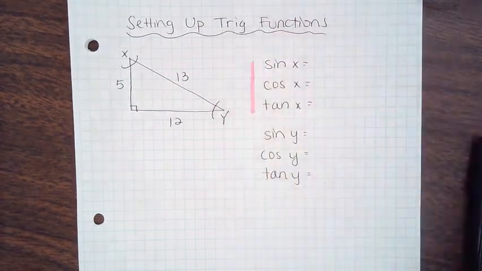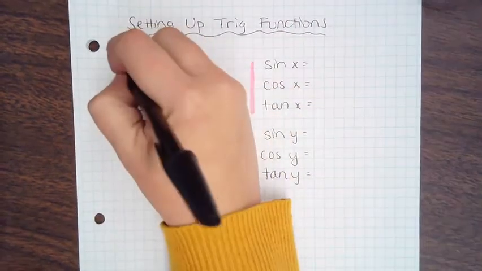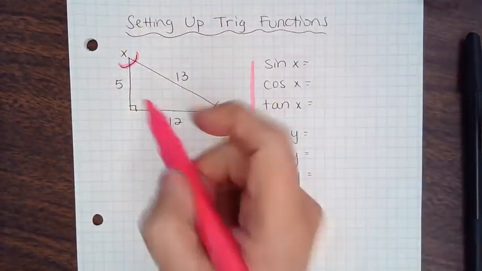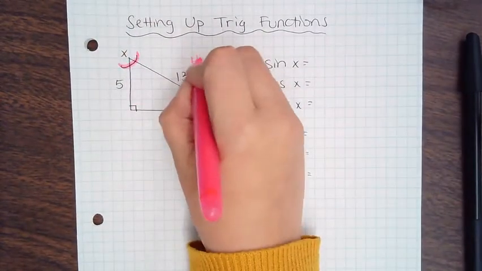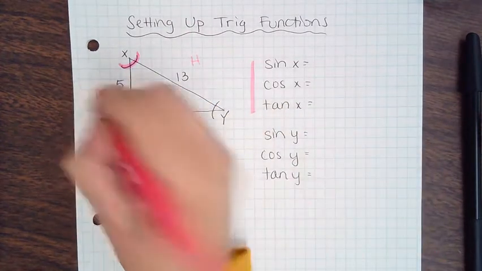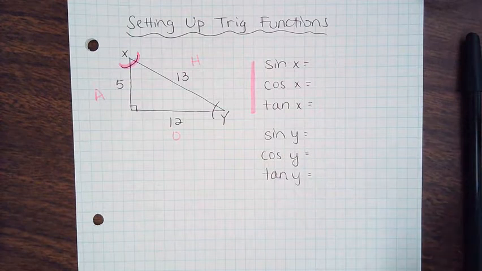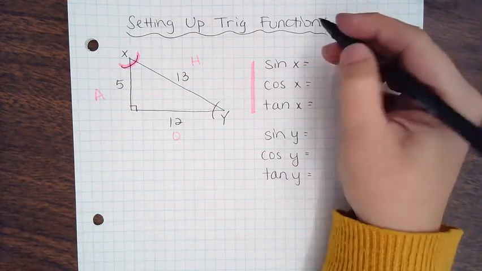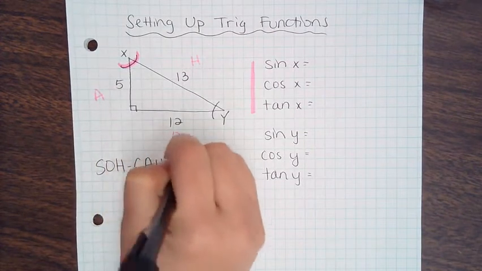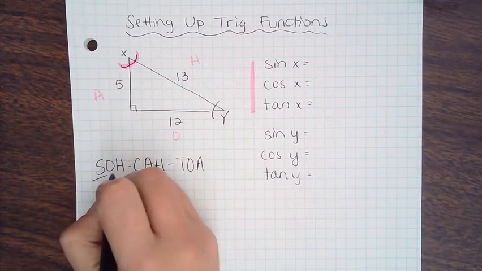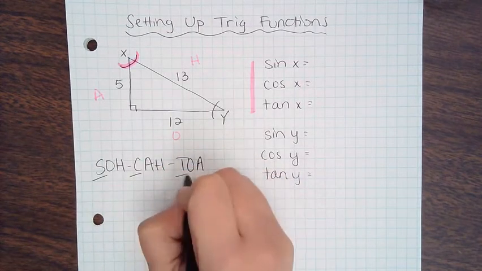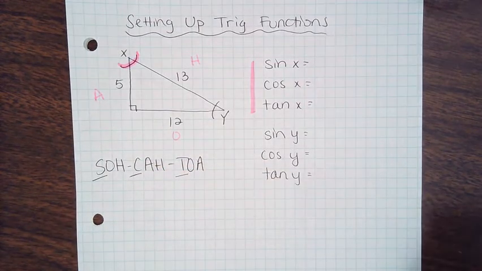So what I'm going to do is label each of my sides with my reference angle as x. And so this is always my hypotenuse. This is my opposite, and this is my adjacent side. Okay. And so then I'm going to remember SOHCAHTOA, right? Sine is opposite over hypotenuse, cosine is adjacent over hypotenuse, and tangent is opposite over adjacent.